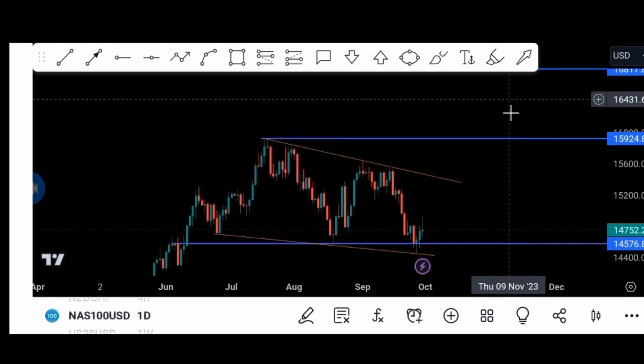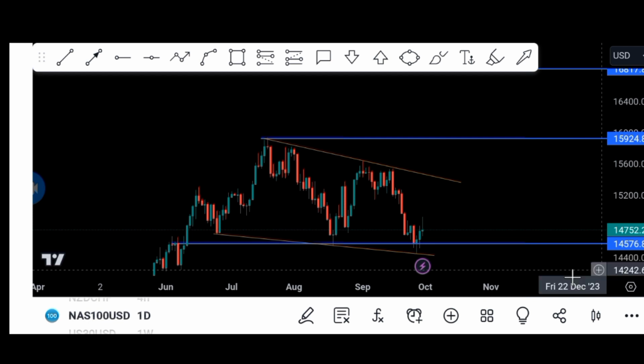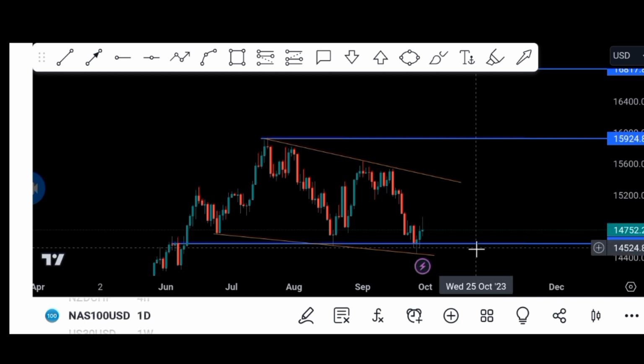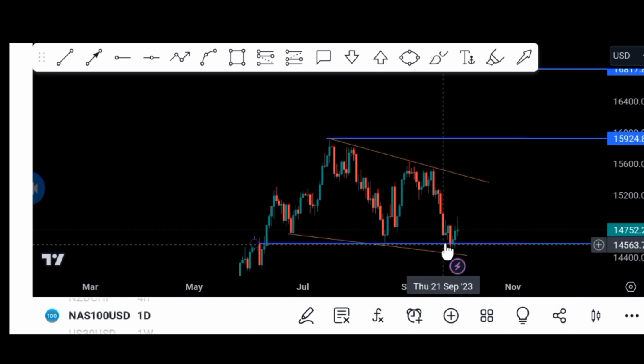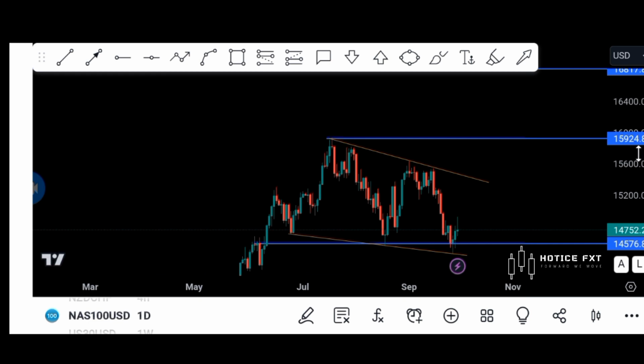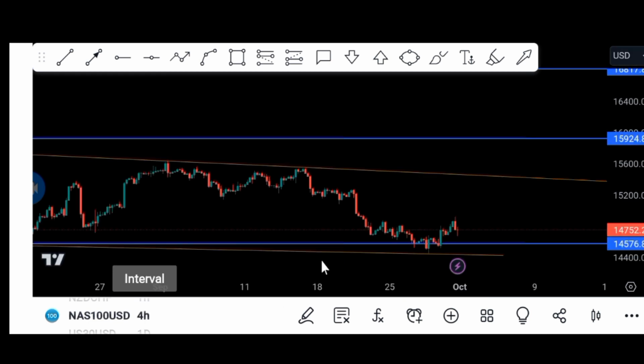Make sure that you look within this pair, guys, because NAS100 is very volatile. We get so many rejections before we push in our direction, so you have to make sure that you go to a smaller time frame, mark those lows and highs so that you will get a perfect entry. So let me drill to H4.